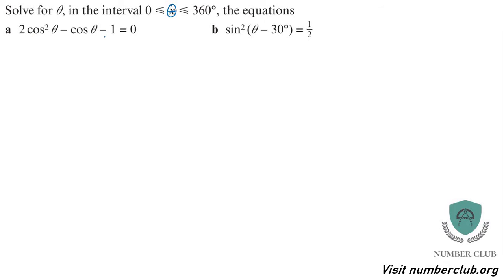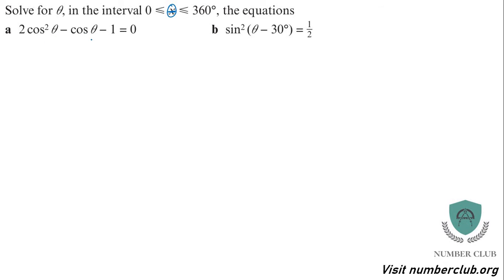Now in this case what you've got is something that looks a bit like a quadratic. You've got 2 of something squared, take away some amount of something, take away some constant. And so we can factorise this. If you struggle to factorise this when you're looking at it with cos, you can just call it 2x squared minus x minus 1, factorise it and then put cos back in. If you don't, then you should be absolutely fine anyway.